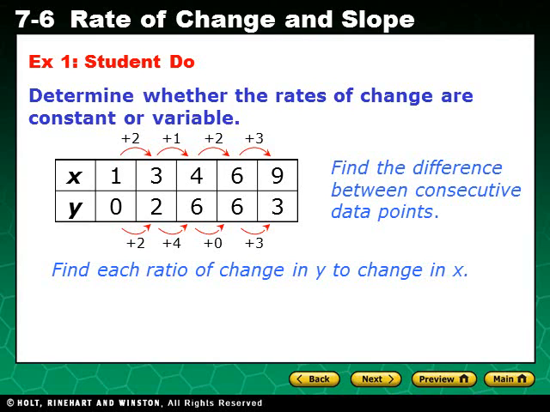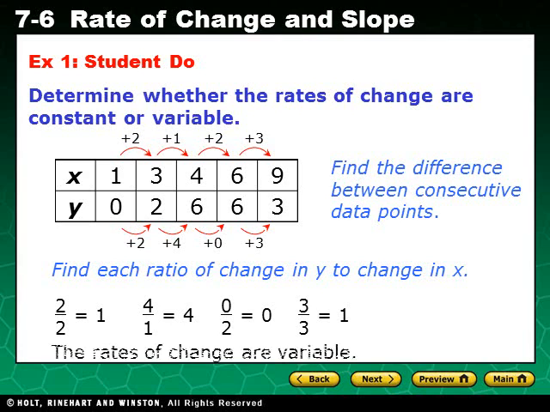Now we want to find each ratio of change. So we'll go 2 over 2, 4 over 1, 0 over 2, and 3 over 3. Okay, and our ratios are now 1, 4, 0, and 1. These are not the same ratio, therefore this is, that's right, variable. Okay, let's try the next example.